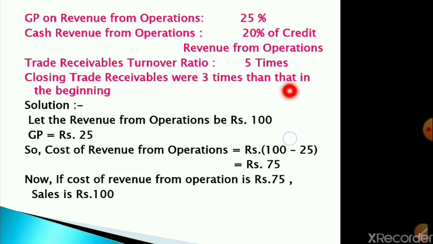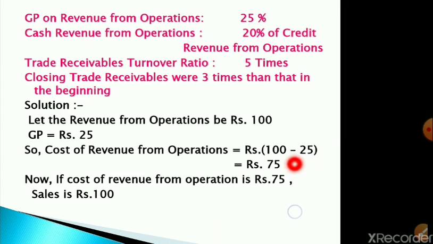So here neither our opening trade receivables is mentioned, nor closing trade receivables, and also there was no sales mentioned in the question. But gross profit is given and cost of goods sold was given. So what we'll do is, let us assume that the sales was rupees 100 and gross profit is 25. So what is the cost of goods sold? 100 minus 25, that is 75. This is generally what we do in profit and loss sums, if you remember.